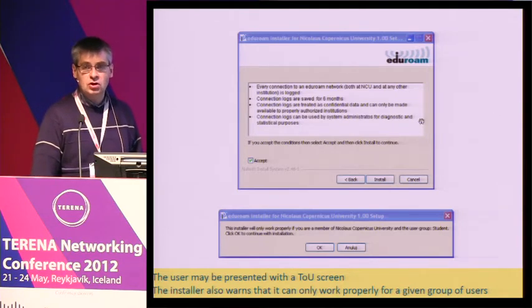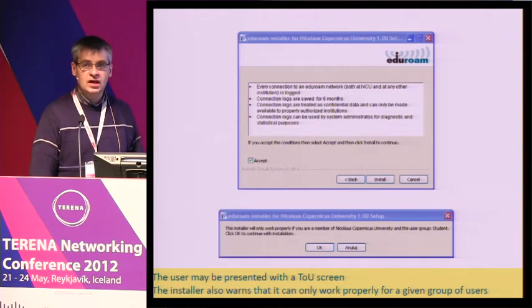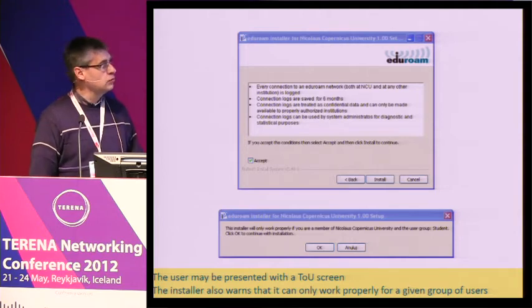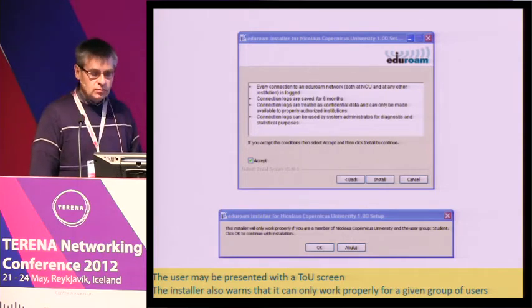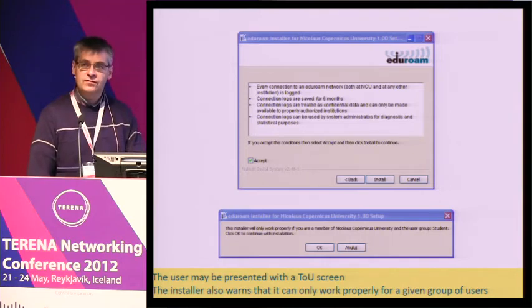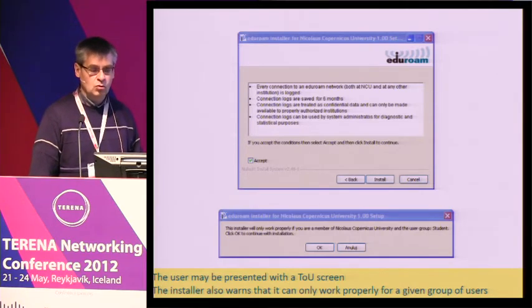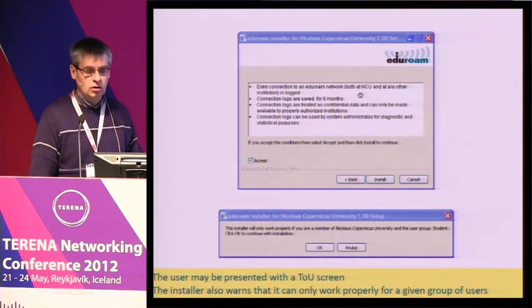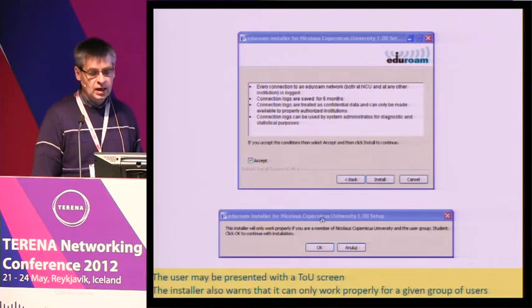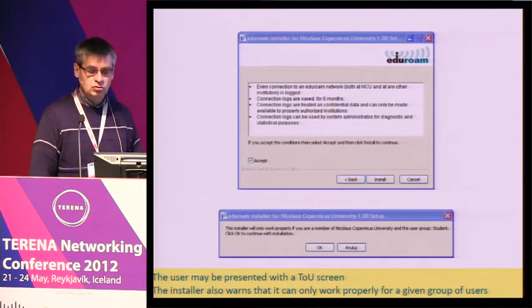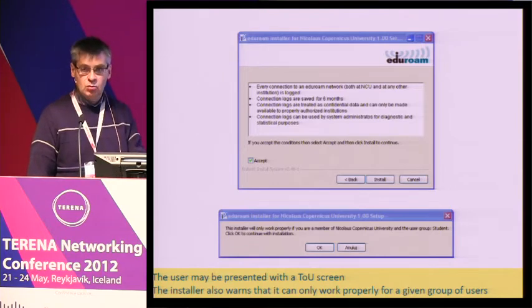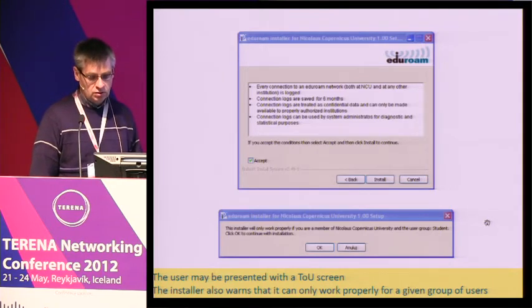This screen here shows the terms of use. This is something you can configure but don't have to. But if you like your users to agree to something, at least pretend they have read what you have written to them, that they know how eduroam works and so on, then there is a possibility of showing this screen and the user has to click accept before going on. This screen down here shows an extra warning that this will only work for this particular institution and this particular user group. In this case, where we have multiple user groups, this is also shown.